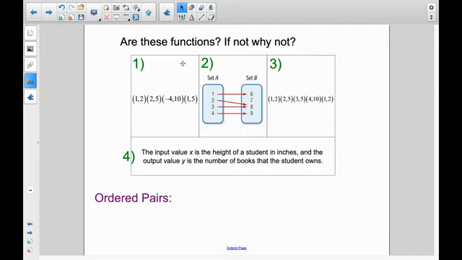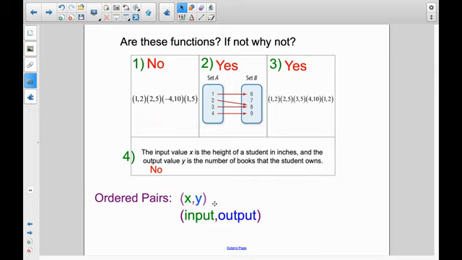So I hope the answers you got were no, yes, yes, and no. And we have to explain why not. So on number 1 and number 3, you've been given a group of ordered pairs. How is an ordered pair related to a function? Well, you've got an x and a y coordinate. An x value is your input, and it's associated with a y value, the output.